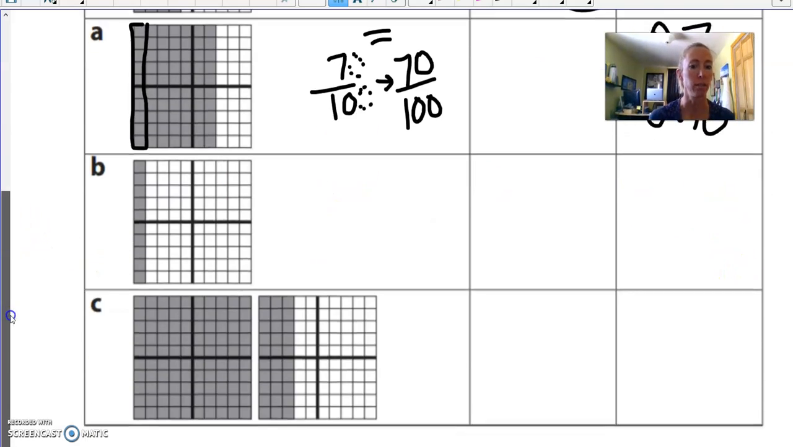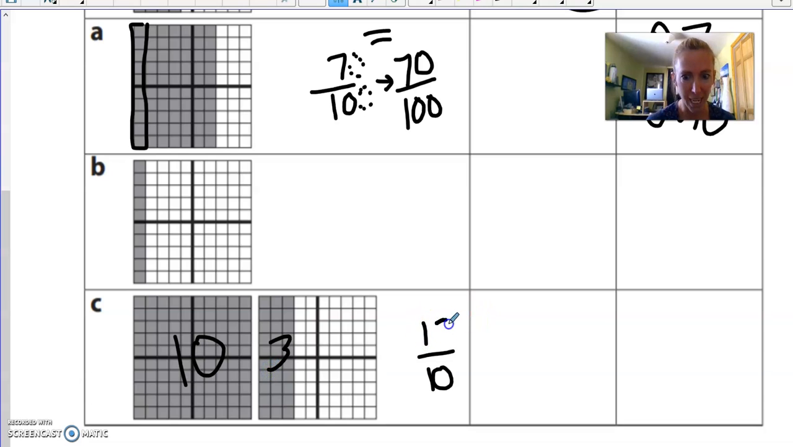All right, let's try one more. Let's try the one way down here because this one's a little trickier. I say that because it gives us 200 pictures. All right, write down your thought. Just try something. How many tenths? 10. Oh my gosh, there's lots of tenths. I have 10 of them here and then 3 more. So that's 13 tenths.